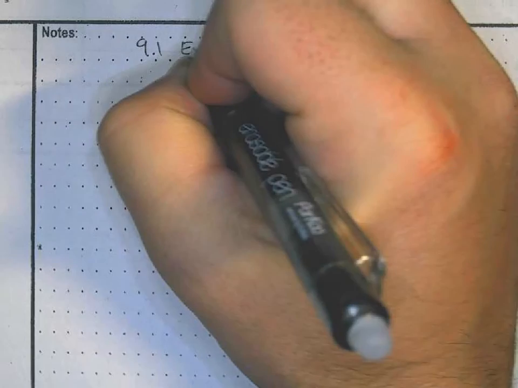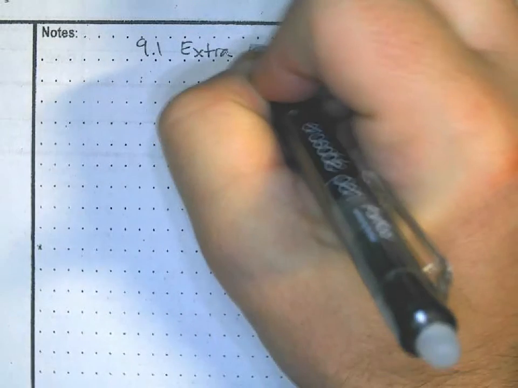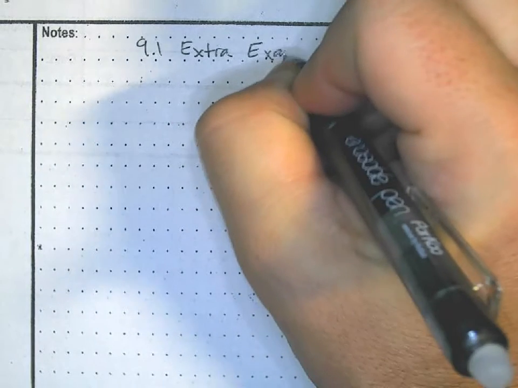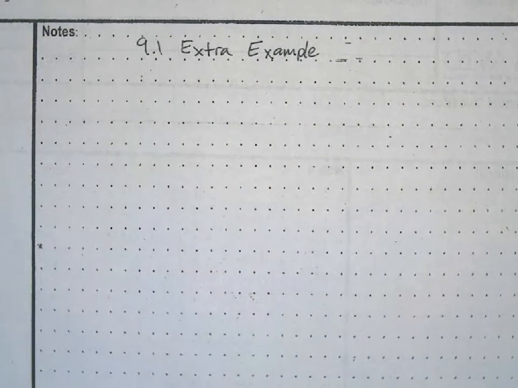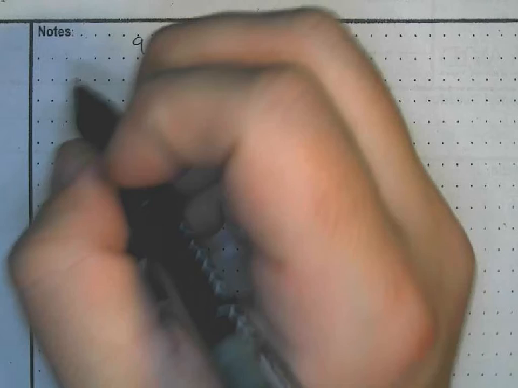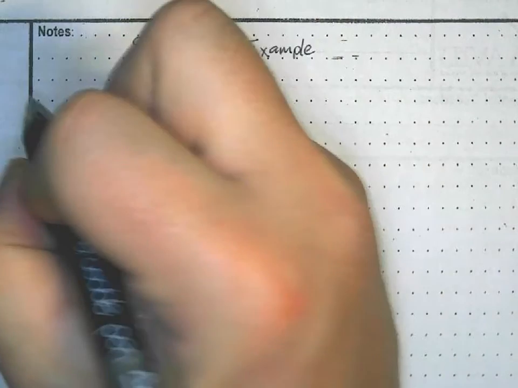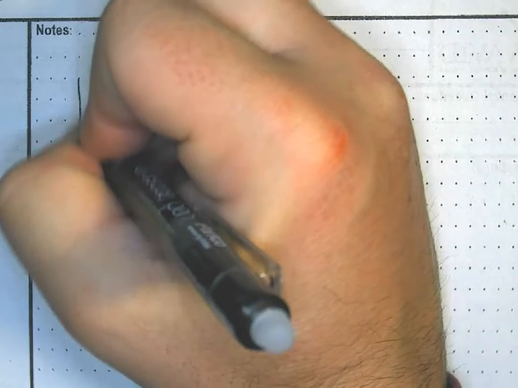In this video, we're going to be looking at our extra examples for section 9.1. So for this extra example, we're going to be given this.